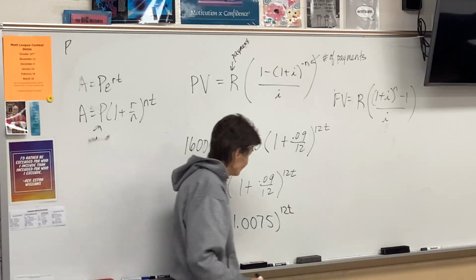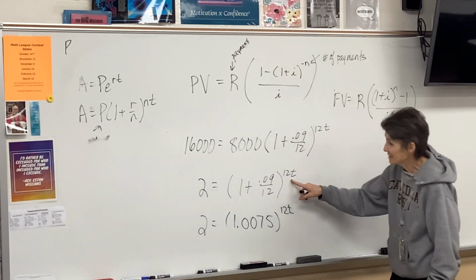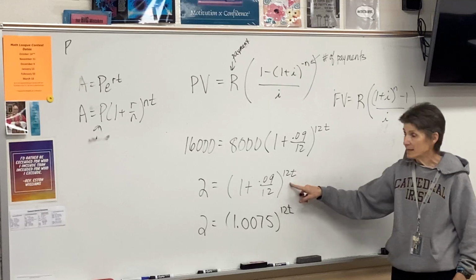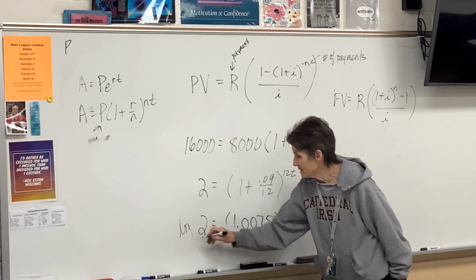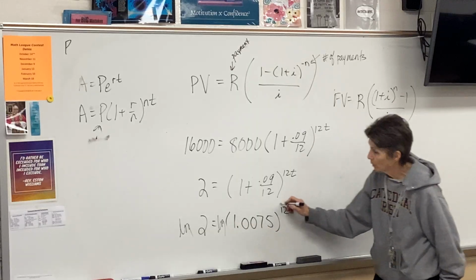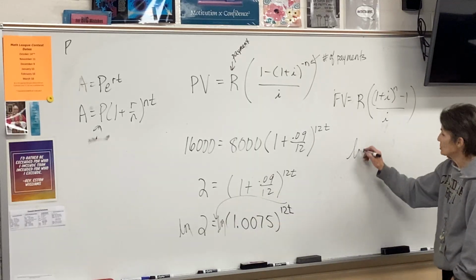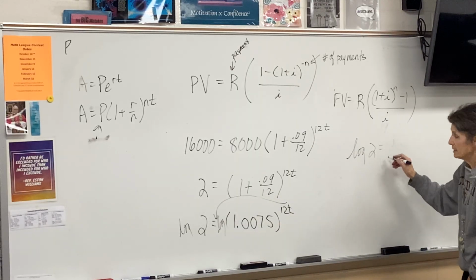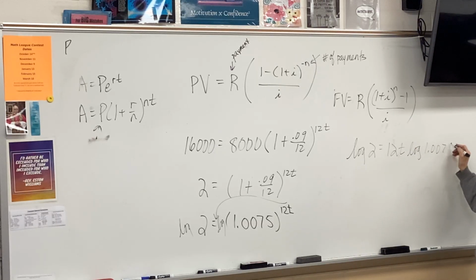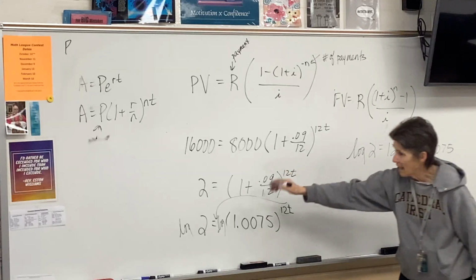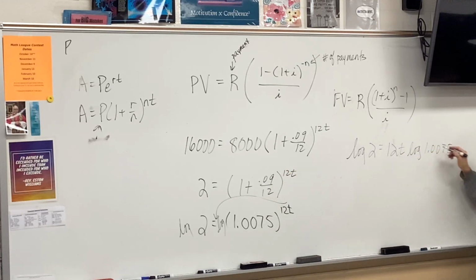Either way, we got a problem. We got to get this exponent down. Can't solve for it when it's up here. So we're going to take the log of both sides, and that will pull that exponent off. So the log of 2 equals 12t log 1.0075 or log that parentheses. Right?